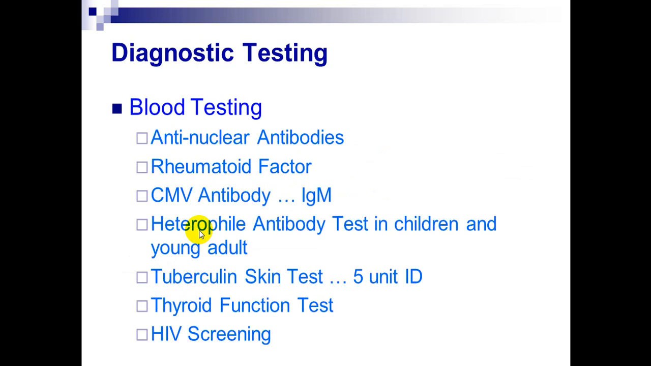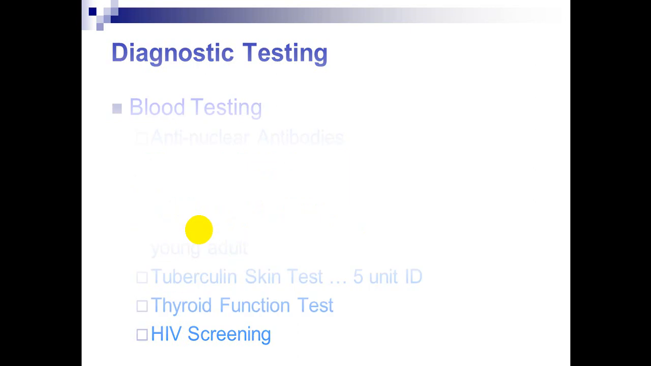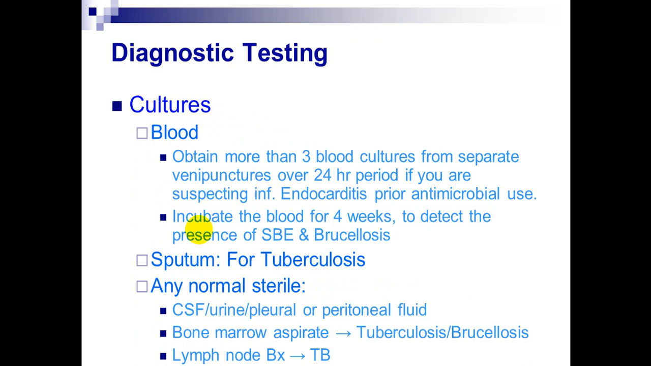In summary, blood tests: ANA, rheumatoid factor, Monospot test, tuberculin test, thyroid function test. All of these are related to the clinical presentation and history of the patient. Don't forget blood culture, searching for infection, mainly enteric fever, brucellosis, and SBE; sputum for TB, and CSF or peritoneal fluid, searching for TB and even brucellosis.